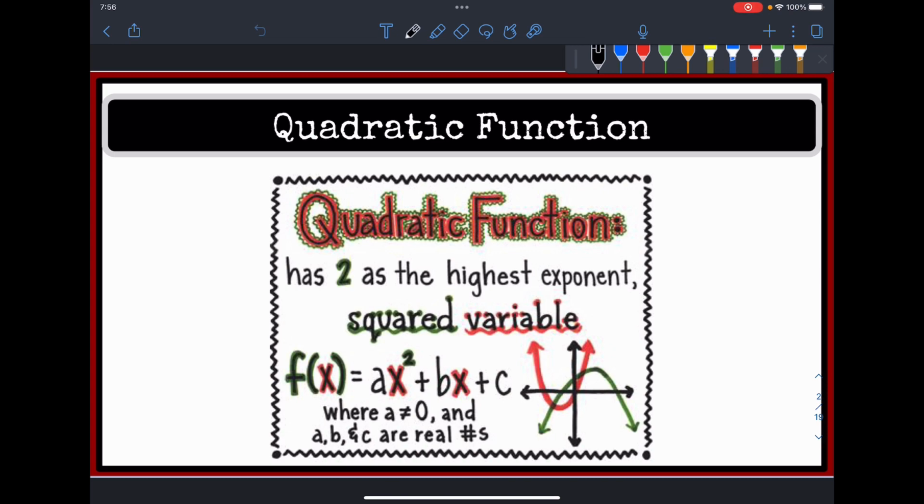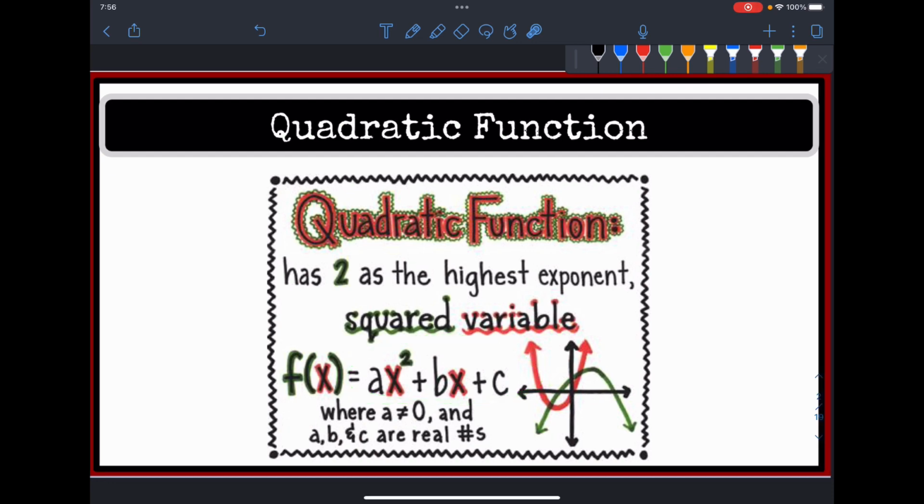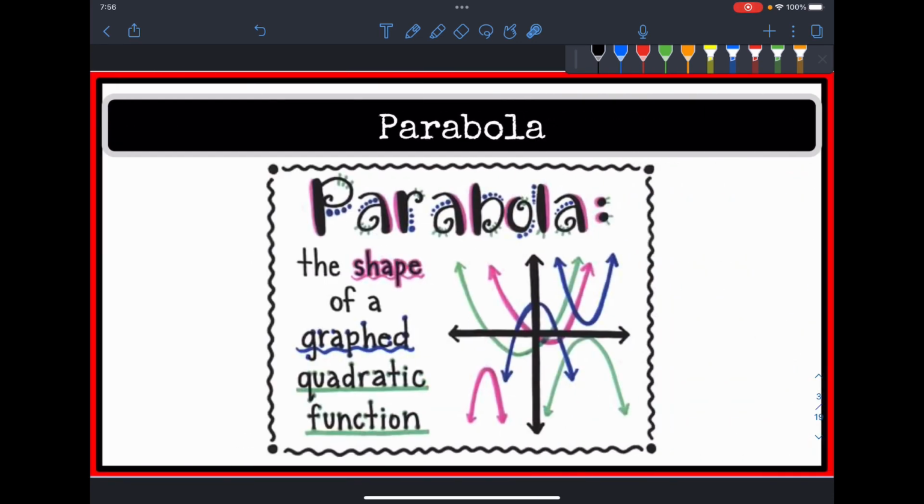A quadratic function is simply a function where the highest exponent is going to be 2. This is the polynomial form of a quadratic, ax squared plus bx plus c. And the graph of a quadratic is called a parabola. Now the shape of this, again, is the shape of a U.